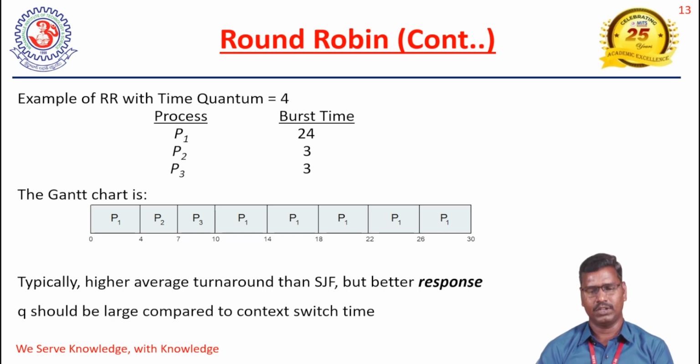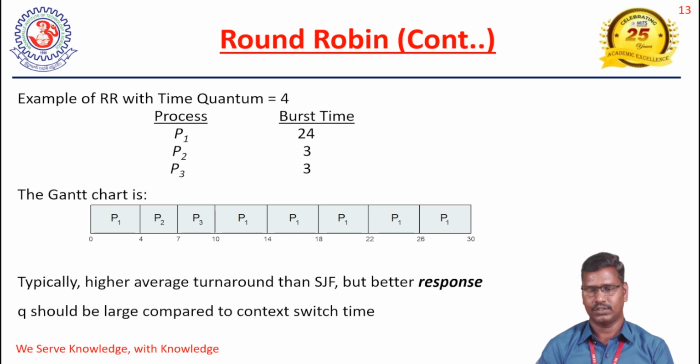P3 is also going to be completed, and the remaining only one process is available in the ready queue. So P1 will start again. So 10 to 14. Okay. Again it is interrupted, P1 will be stored in the ready queue, and again it is going to be initiated to execute. 14 to 18. Similarly 18 to 22, 22 to 26, 26 to 30.